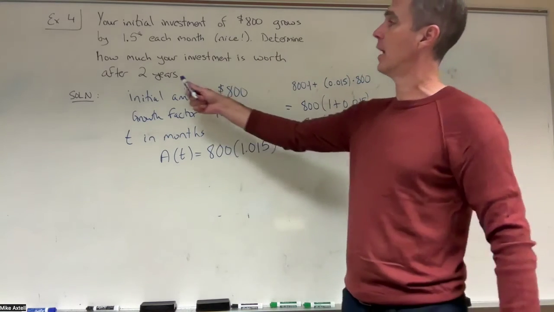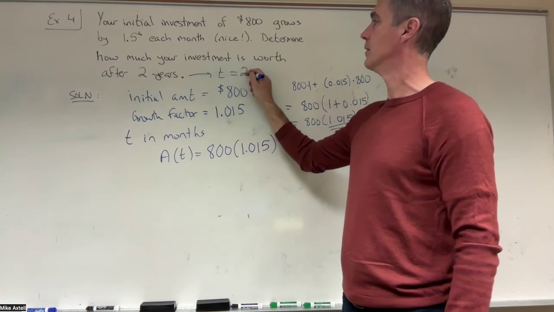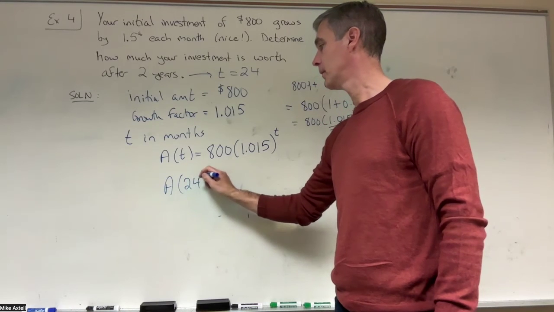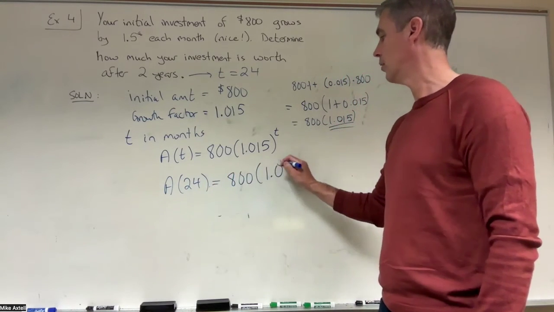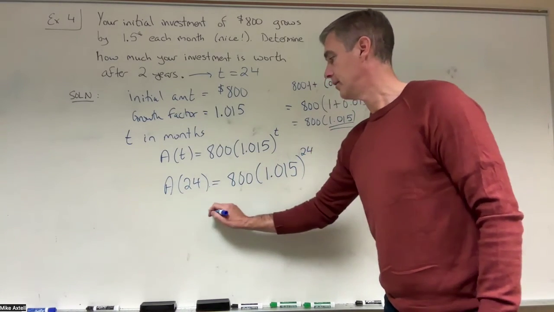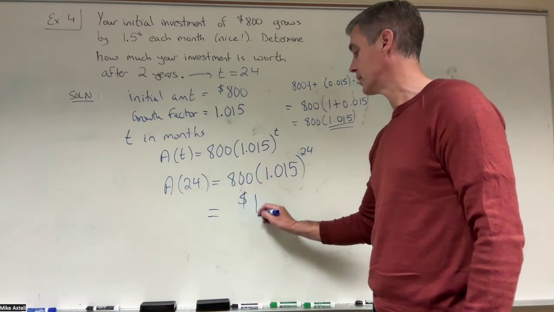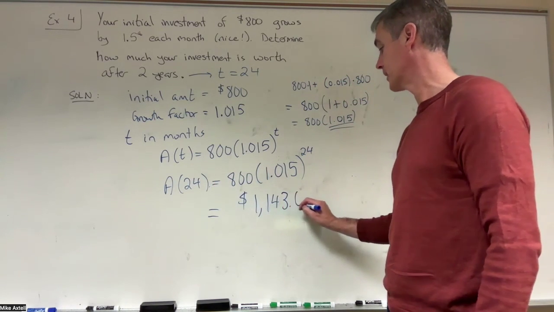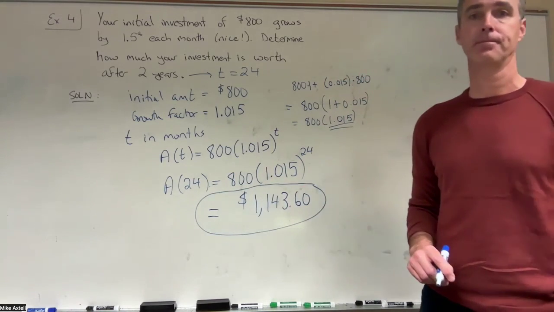And I'm looking for how much I have after 2 years. So that's time 24 months. So if I plug in 24, I would have 800 times 1.015 to the 24th. And I cranked this out in a calculator, and I got, after 2 years, your investment is worth $1,143.60. All right.